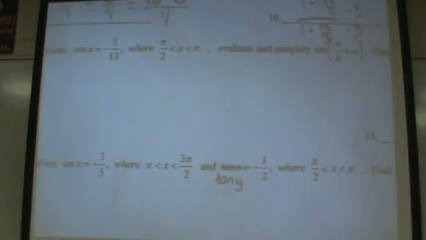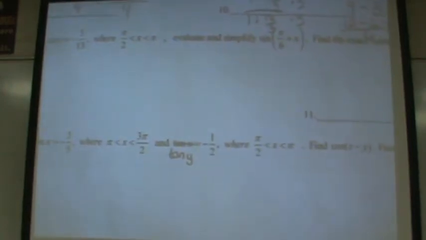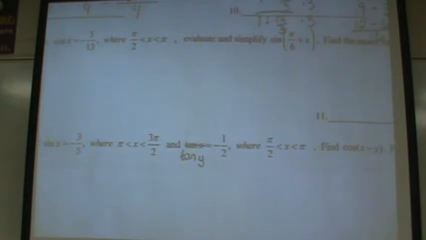For number 11, we're given cosine x equals negative 5 over 13. And then we're told that that angle x is between pi over 2 and pi. Then we're told to evaluate and simplify sine of pi over 6 plus x.